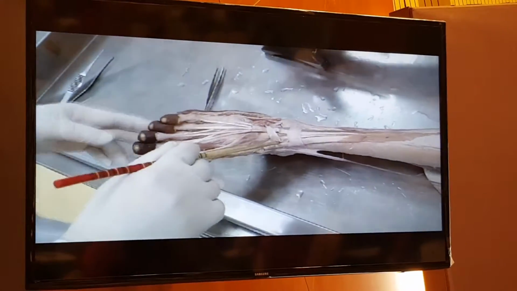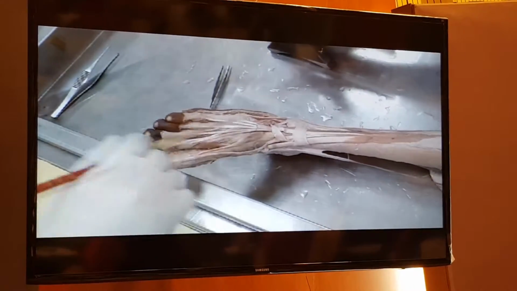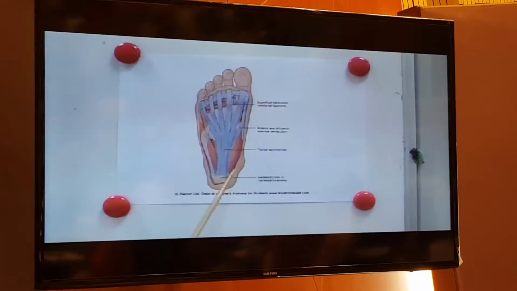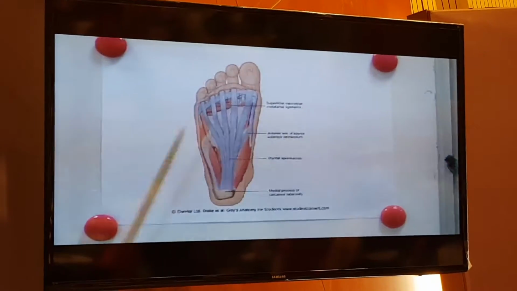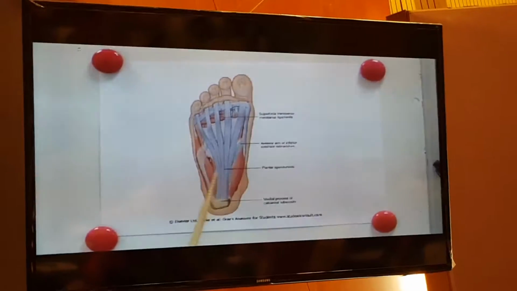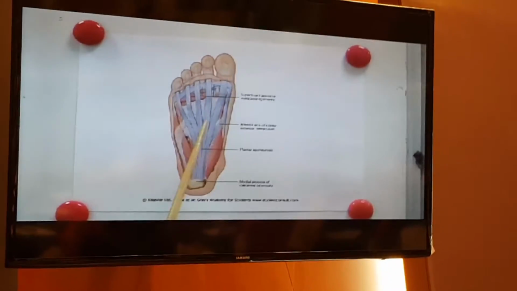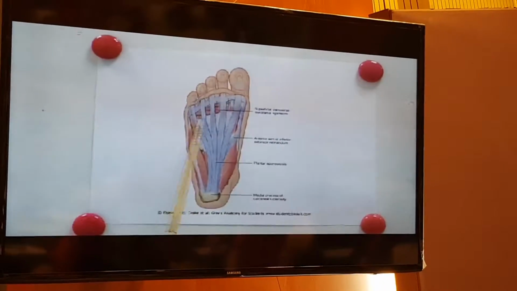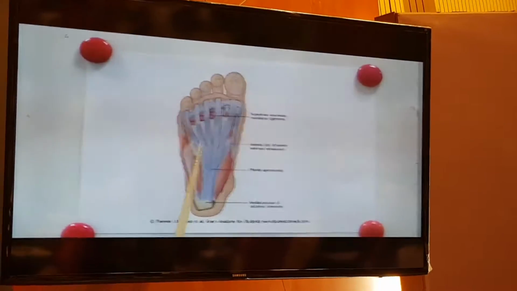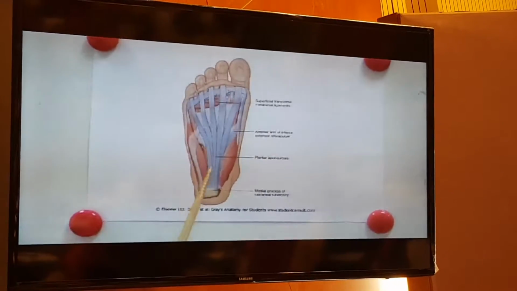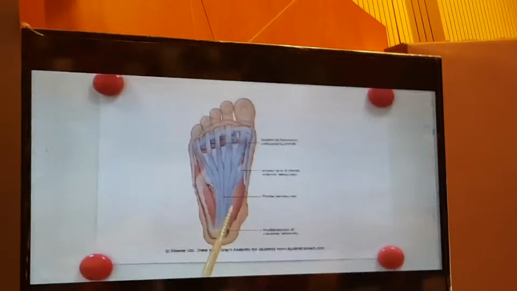Now we are going to the plantar surface of the foot. We are showing the plantar surface of the foot. Like in the hand, we have the plantar aponeurosis here. Deep to the plantar aponeurosis, you have 4 layers of muscles and tendons.